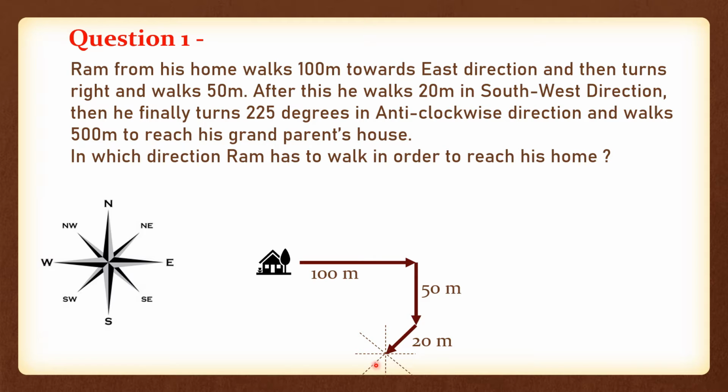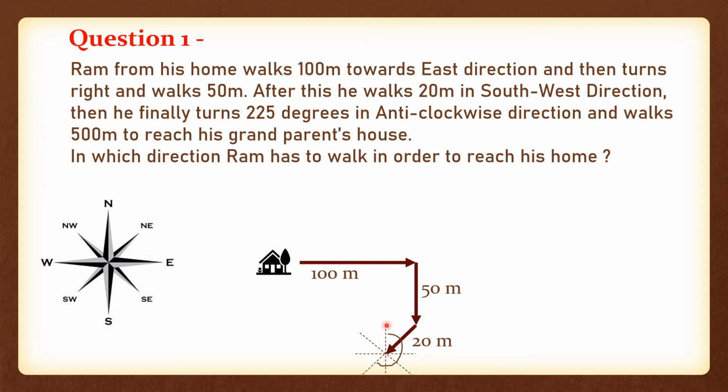So according to that, you need to move 225 degrees in anti-clockwise direction. So what will be your 225 degrees? This will be your 225 degrees. Means first 180 and then 45. So first 180 he covers and then 45. So this will be 225 in anti-clockwise way. Okay. Now Ram is facing in north direction basically.